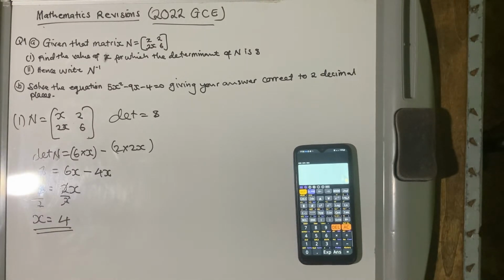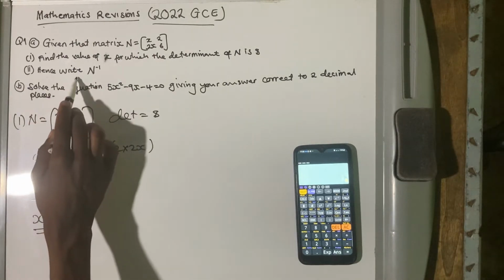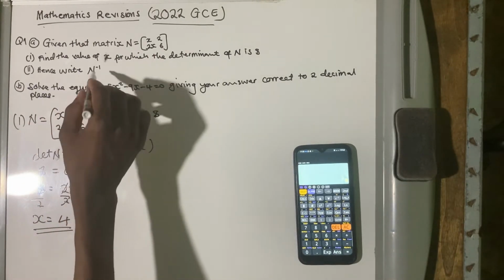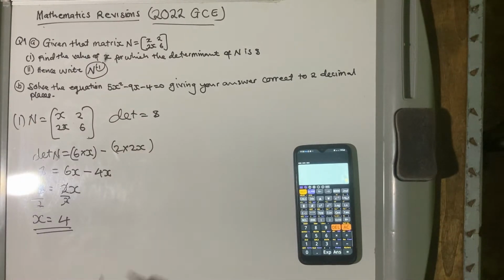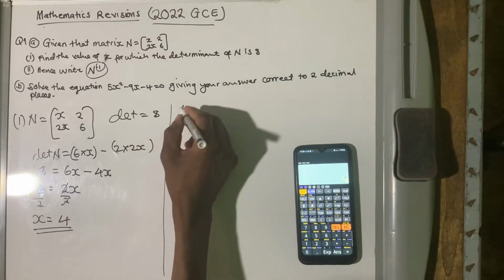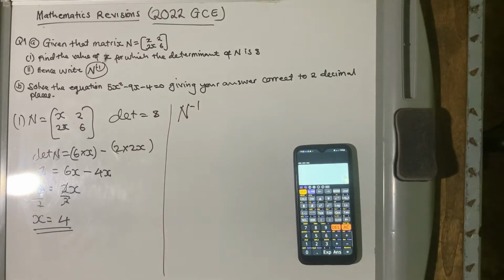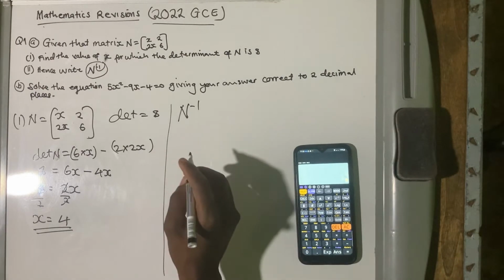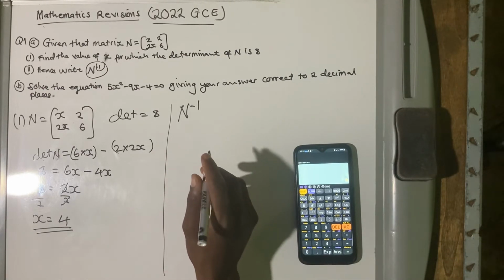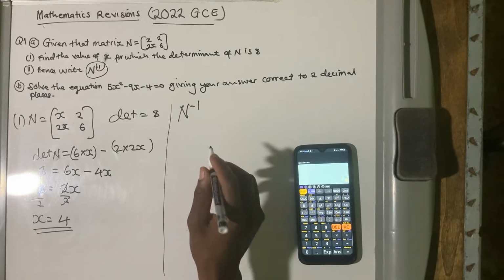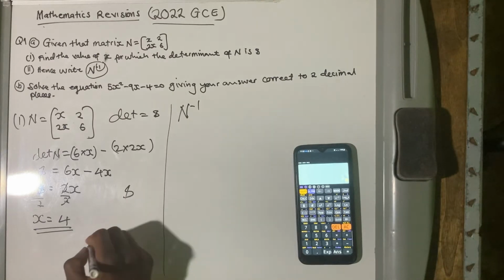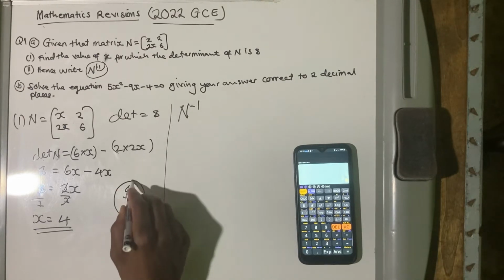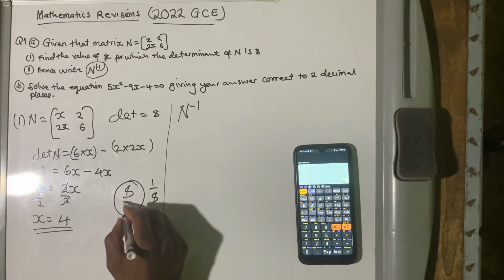Find the inverse of matrix N, otherwise written as N to the power negative 1. When you see this power negative 1, it simply represents the inverse. So how can we find the inverse of matrix N? We use the reciprocal of the determinant. The determinant in this case is 8, so the reciprocal is 1 over 8.